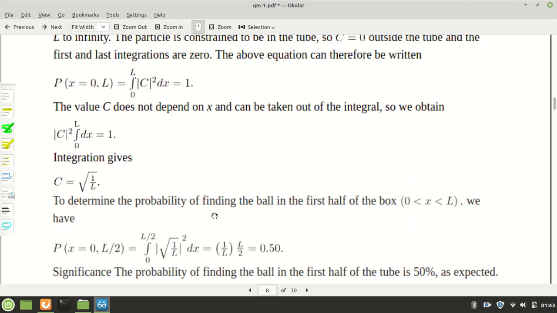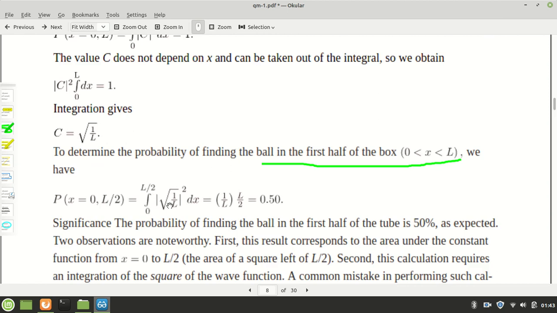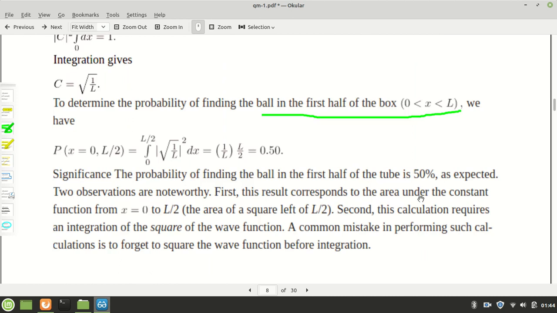The question is, what is the probability of the ball to be in the first half of the box, that is from 0 to L by 2. So the integration of mod psi square dx is to be done from the limit 0 to L by 2, and you know the wave function at this time, because we have found C. Put that C and do the integration, and you will get 0.5. So 0.5 means the probability is half, that is a 50% chance from the quantum mechanical point of view that the particle will be towards the left, which is very much consistent with the classical idea. So you see, in the cases where the classical ideas can be applied, the quantum mechanical results are very much consistent with the classical idea.